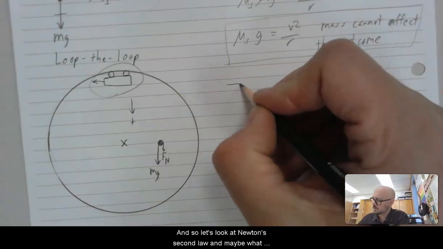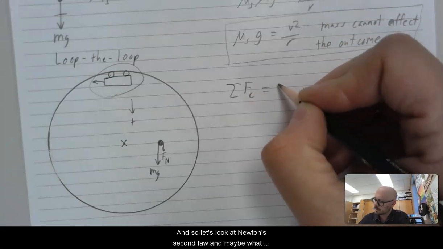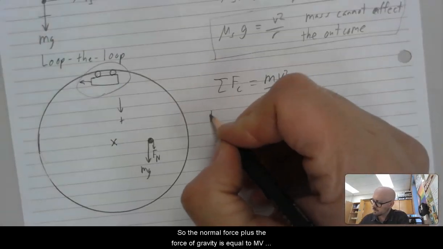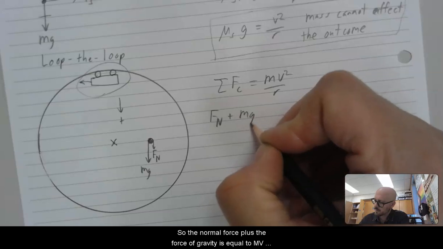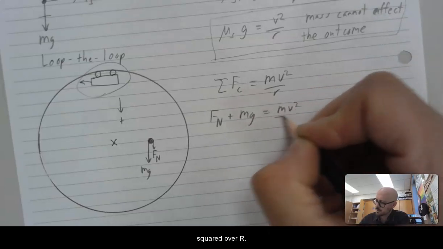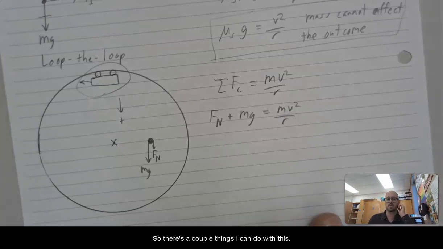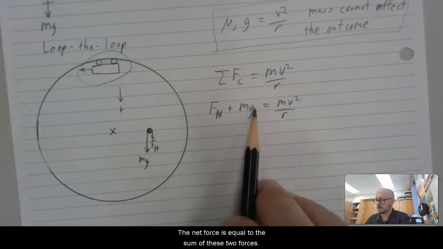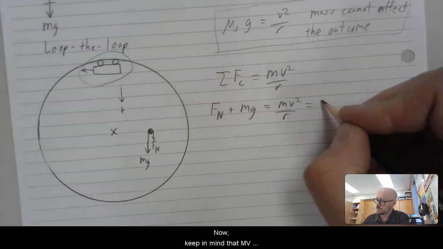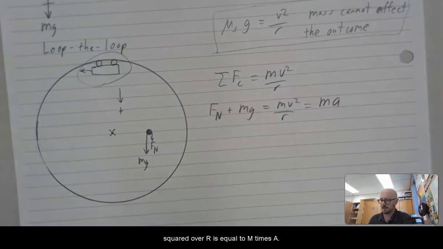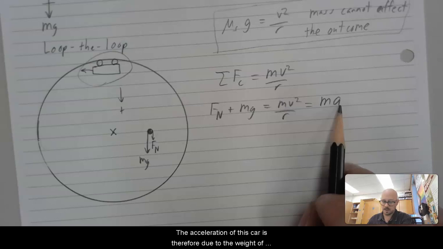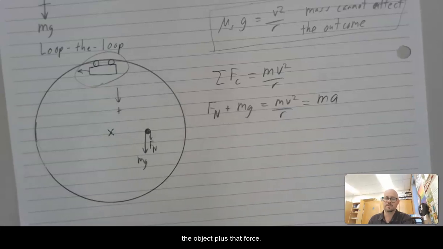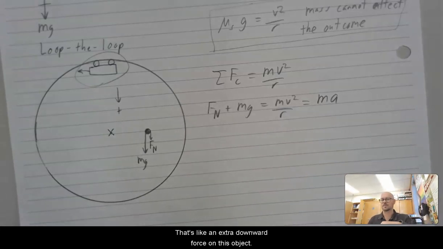And so let's look at Newton's second law and maybe what that says for our car. So the normal force plus the force of gravity is equal to mv squared over r. So there's a couple things I can do with this. The net force is equal to the sum of these two forces. Now keep in mind that mv squared over r is equal to m times a. The acceleration of this car is therefore due to the weight of the object plus that force. That's like an extra downward force on this object.